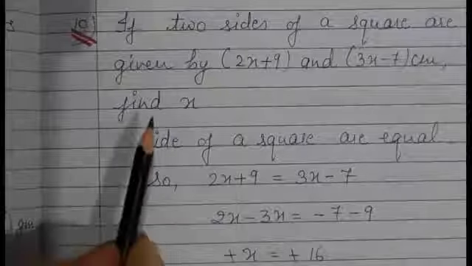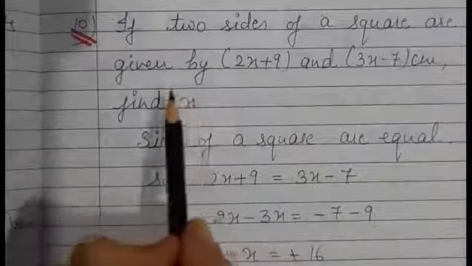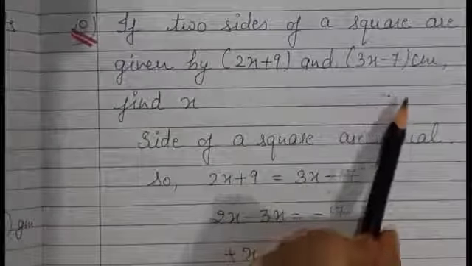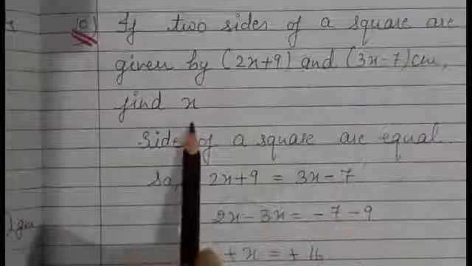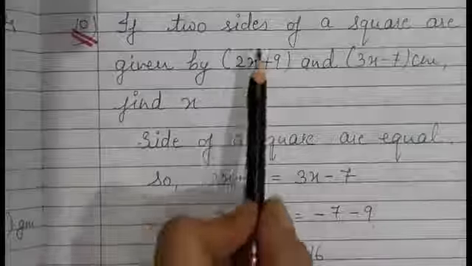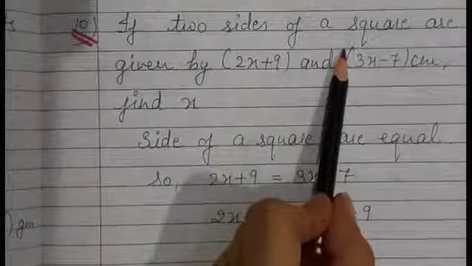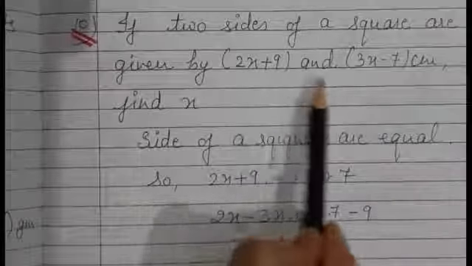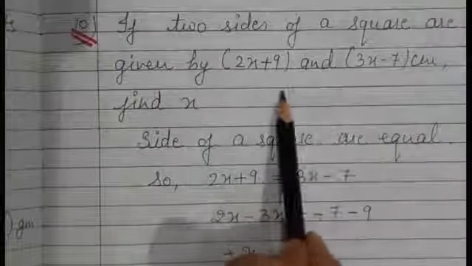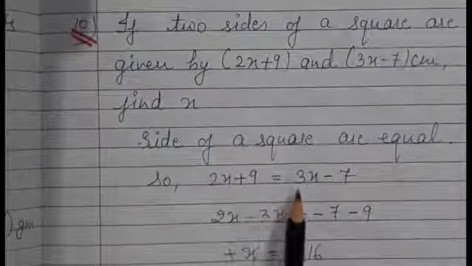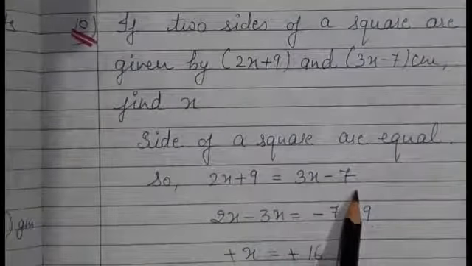Now 10th numerical: if two sides of a square are given by 2x plus 9 and 3x minus 7 centimeters, find x. We know that all sides of a square are equal. So these two sides will be of equal measurement, right? So according to the question, 2x plus 9 is equal to 3x minus 7.